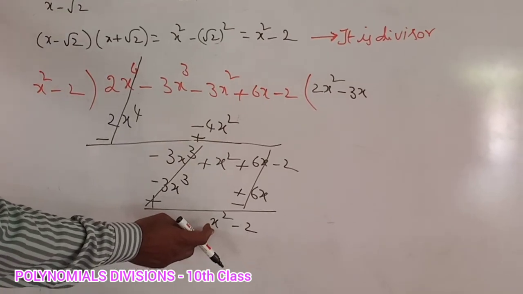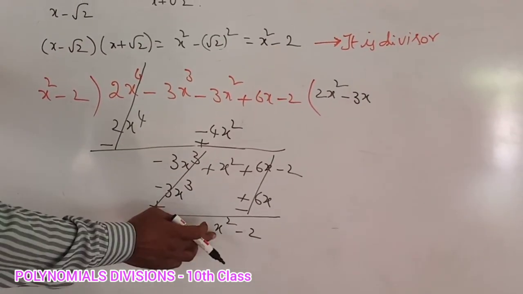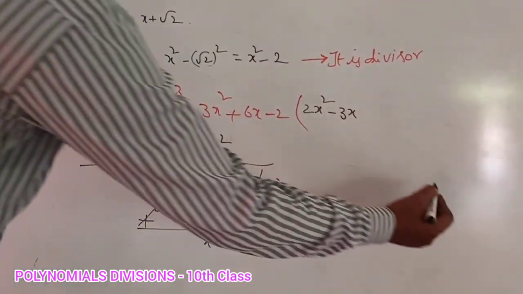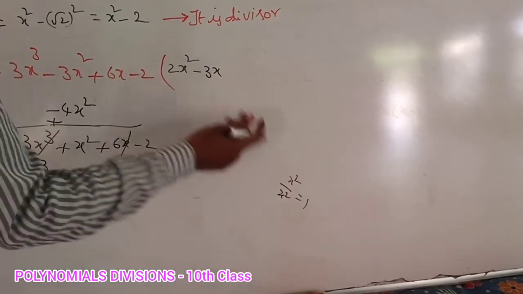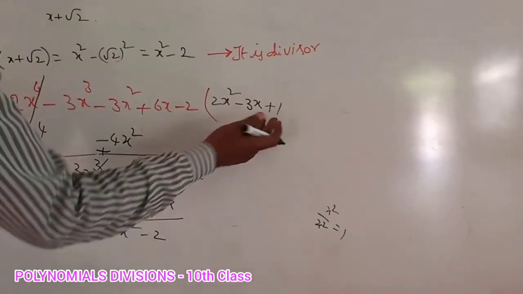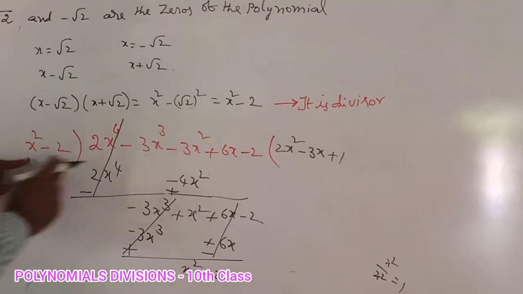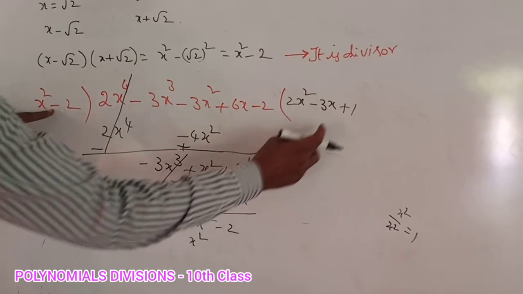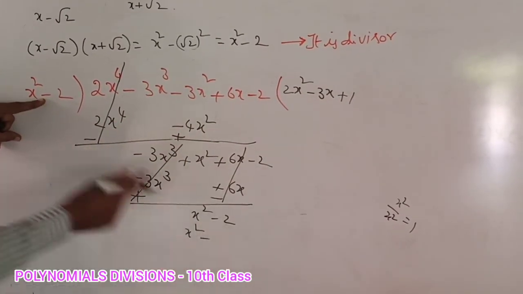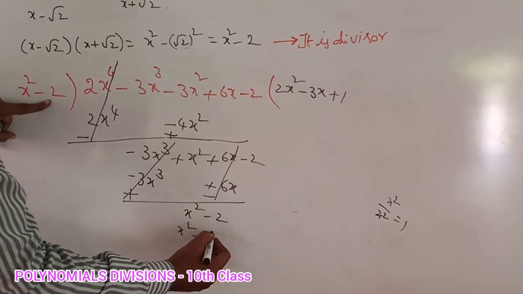Here x square, here x square is there, here also x square. How many times in x square? Only one time. So x square by x square is equal to value 1. So plus 1, the sign also plus 1. 1 into the total of this value, 1 into x square, minus into plus is minus, 2 into 1 is 2.